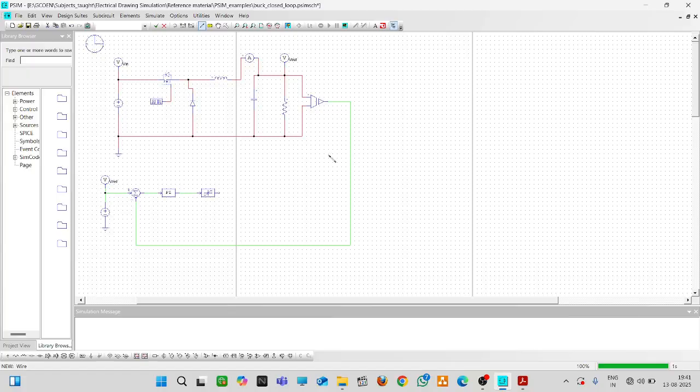Okay. So after that, you need to compare the constant value. This constant value will be compared with the waveform, that is a sawtooth waveform, or you can say a triangular waveform.